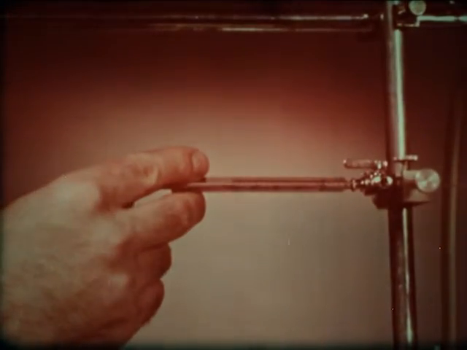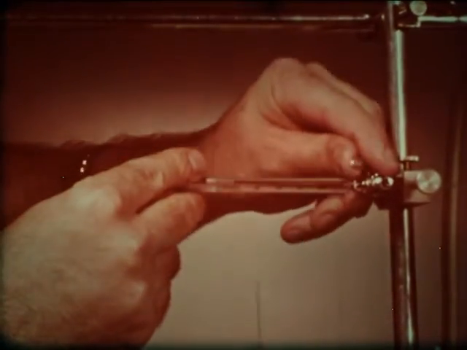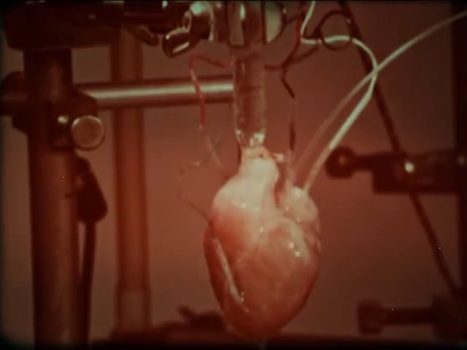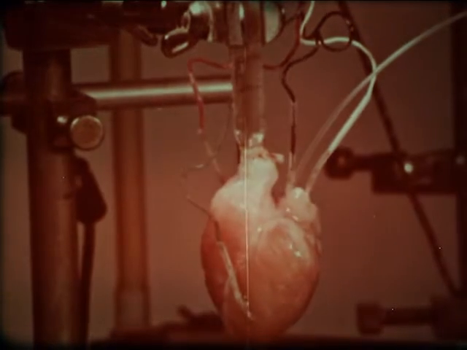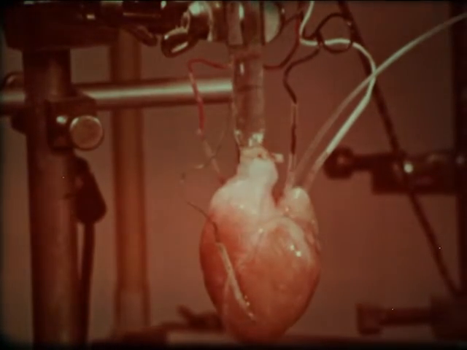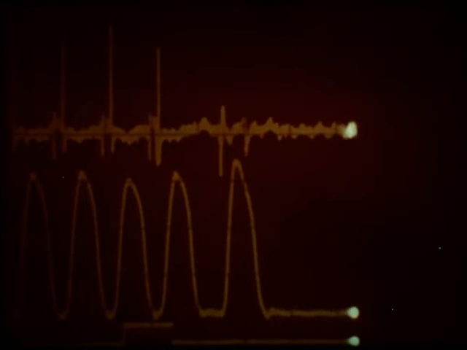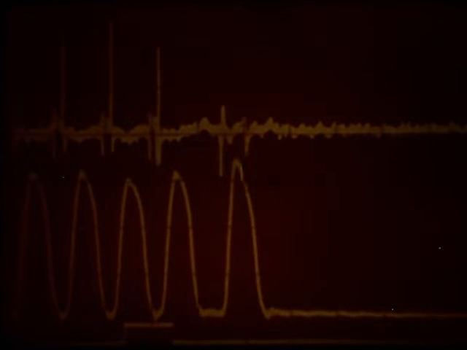After recovery, acetylcholine injected into the inflow cannula in the spontaneously beating heart causes a profound bradycardia. Block of atrioventricular conduction is apparent. The recorded response shows the initial electrical and mechanical asystole.